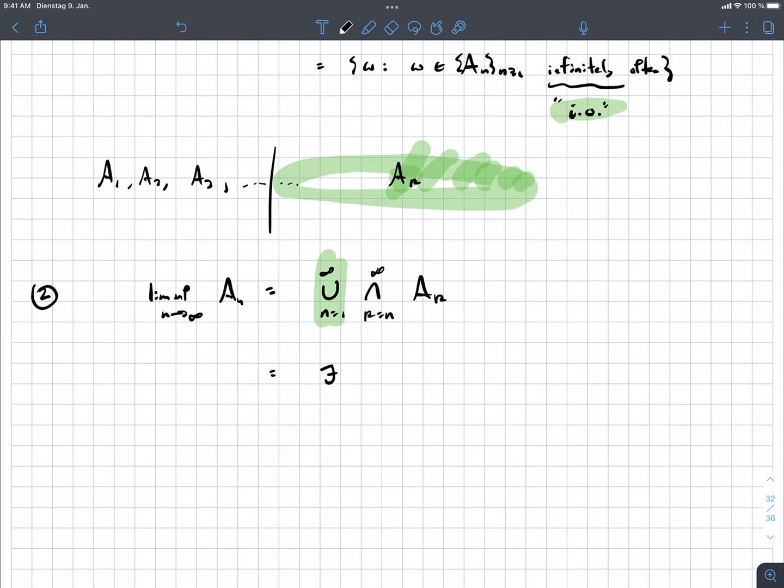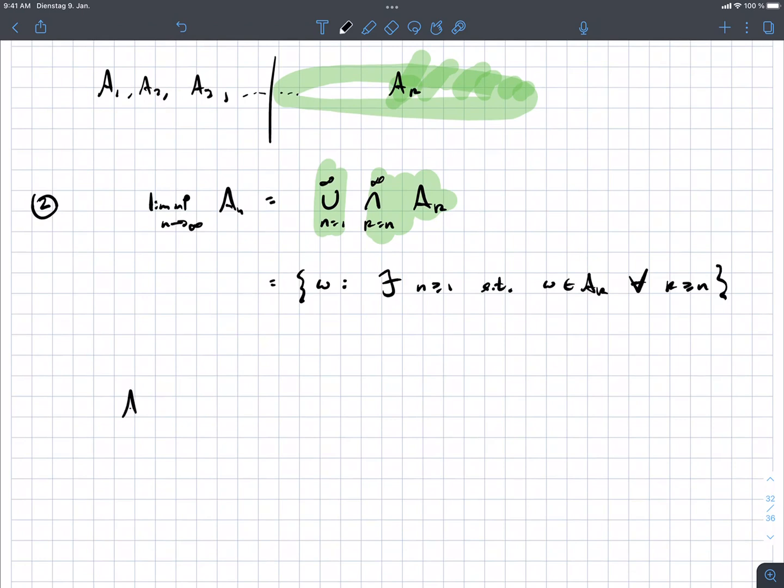there exists. We'll start by writing it as: this is all outcomes omega such that there exists an n greater than 1 such that, and now we consider how we interpret this intersection, omega is in A_k for all k greater than or equal to n.